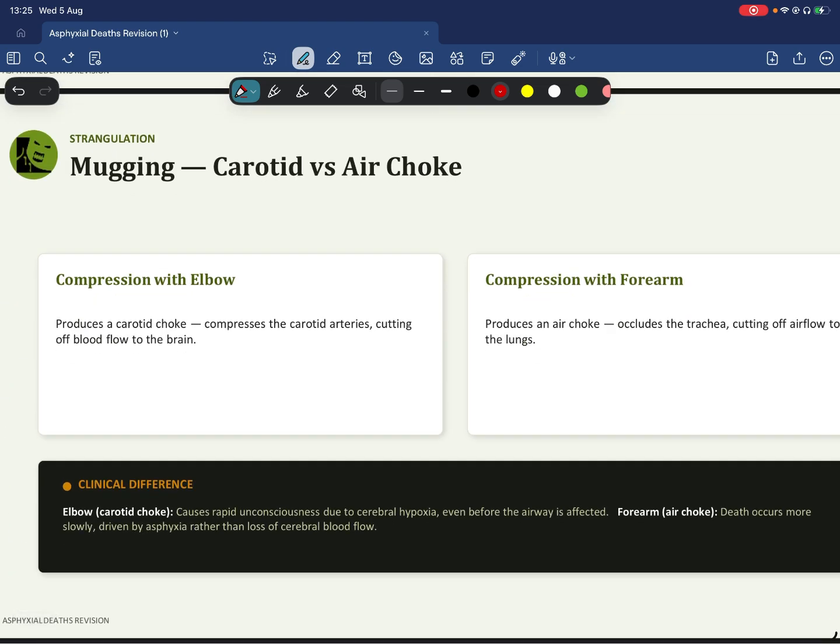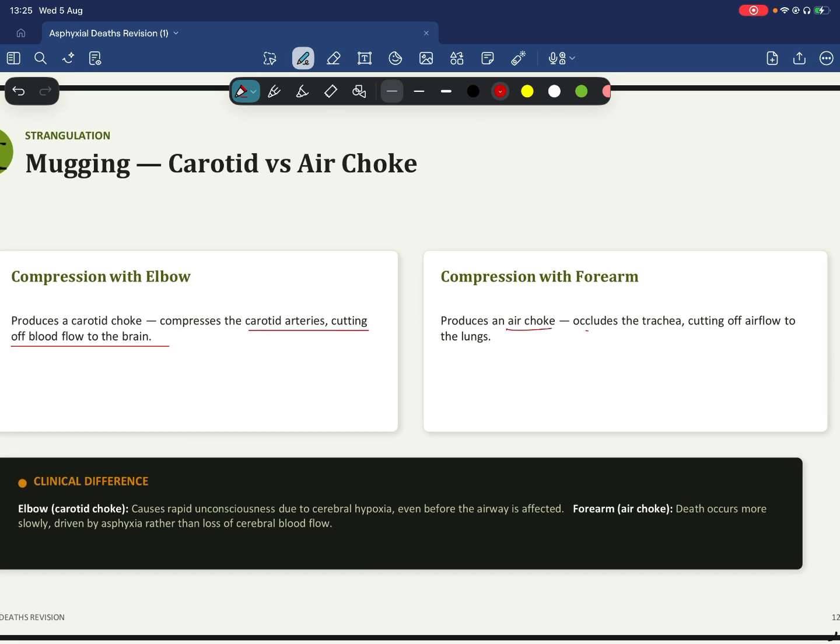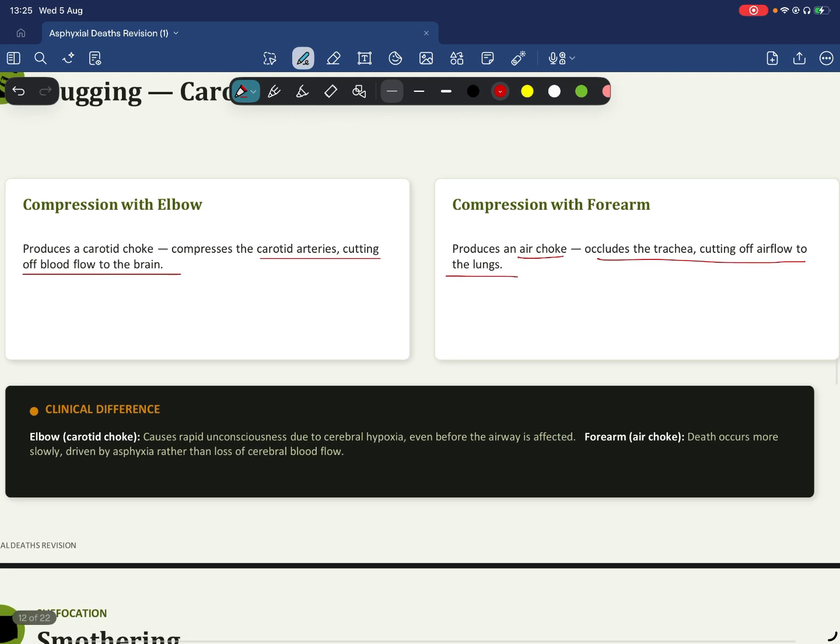Mugging. Mugging is compression with the elbow. It produces carotid choke, which compresses carotid arteries, cutting off blood flow to the brain. And compression with the forearm causes an air choke, which occludes the trachea, cutting off airflow to the lungs. Elbow or carotid choke causes rapid unconsciousness due to cerebral hypoxia even before the airway is affected, and forearm choke causes death. Death occurs due to asphyxia rather than cerebral blood flow loss.